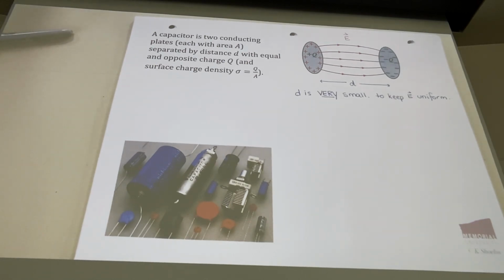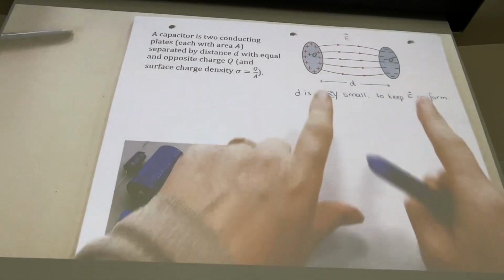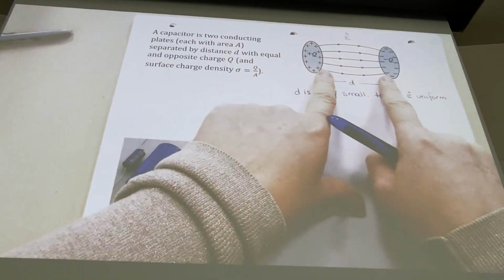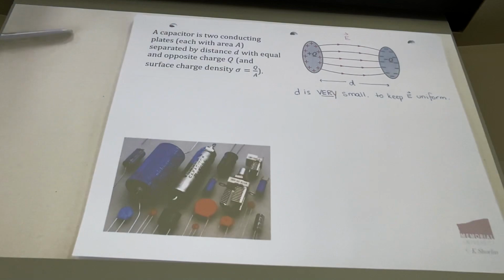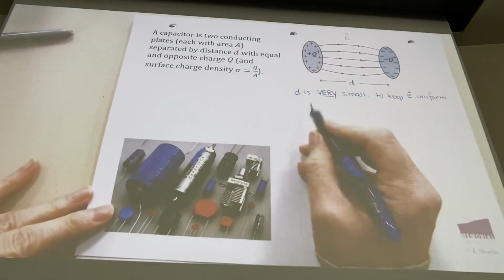What else about capacitors? Everything we've done so far says that the space between the capacitor plates is empty. So the space may be empty.